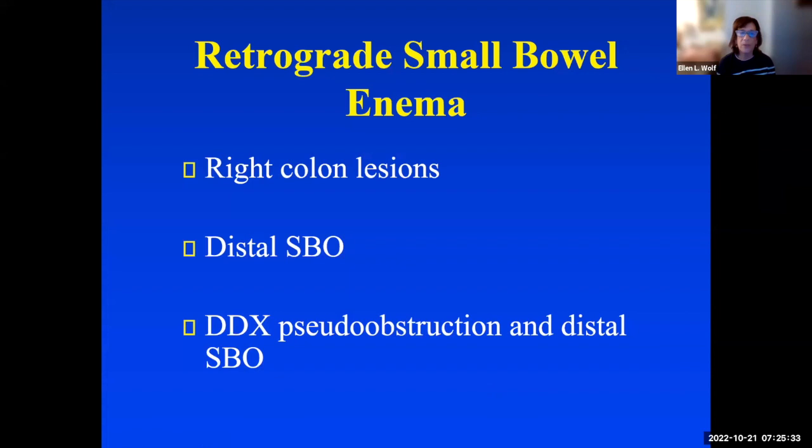Now, you could also do a retrograde small bowel enema in patients with suspected distal small bowel obstruction. So instead of putting barium from above, filling all those big dilated loops, which may take many, many hours, finally to get to that point of obstruction, why not do it from below? Fill the colon and reflux into the distal small bowel. So this could be done in patients that have suspected right colon lesions or distal small bowel obstruction, and can diagnose a differential between pseudo-obstruction and distal small bowel obstruction in that way as well.